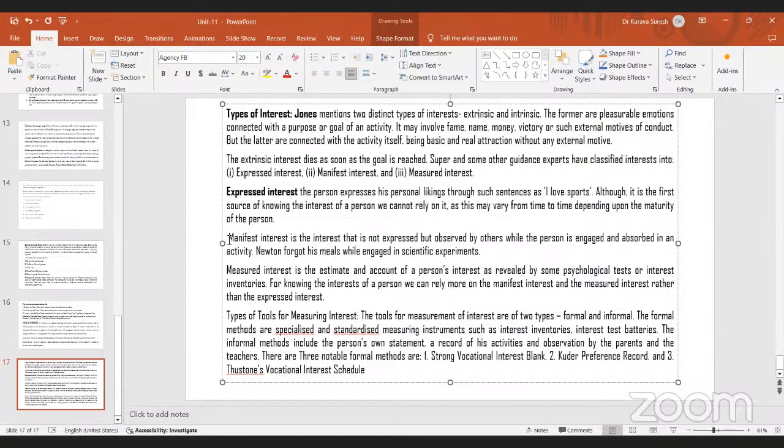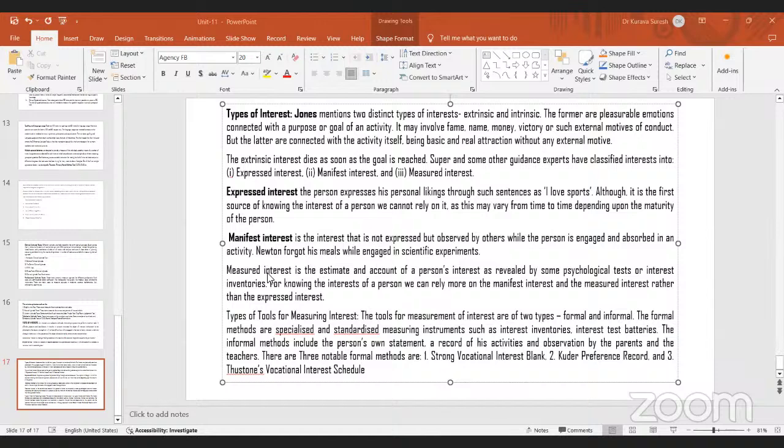Manifested interest is not expressed but observed. Manifested interest is expressed through observation by others, while the person is enduringly observed in an activity, like Newton forgetting himself and his meal while engaging in scientific work.